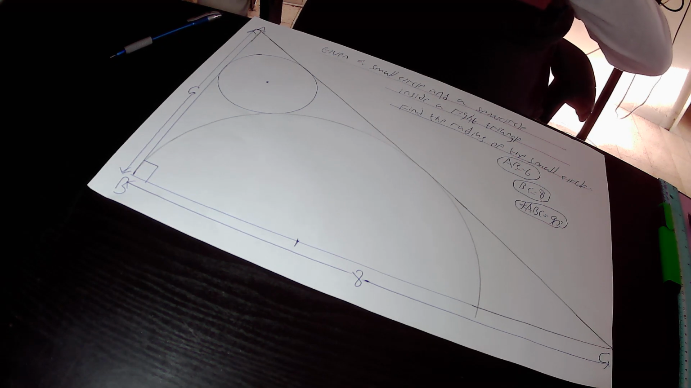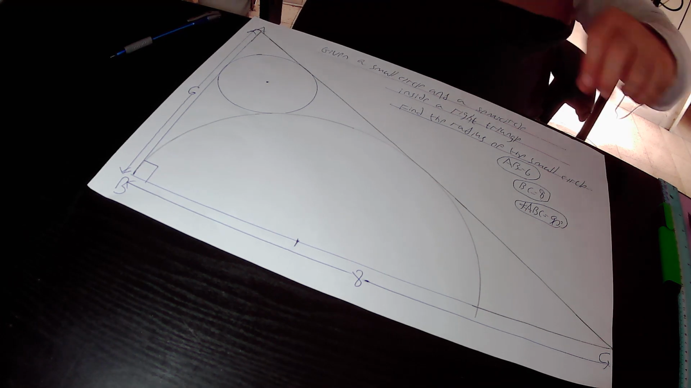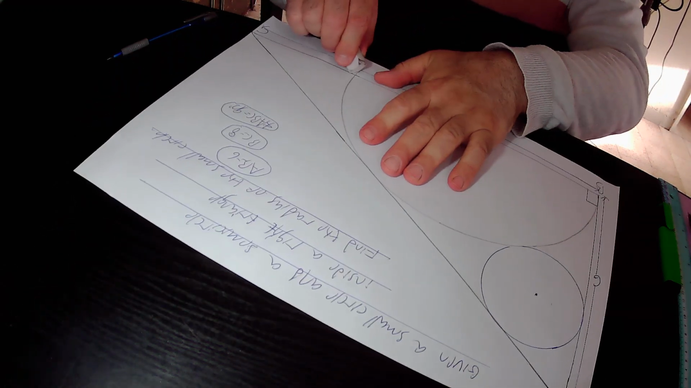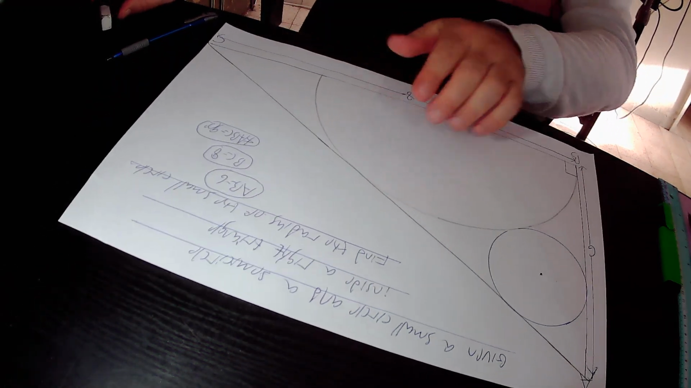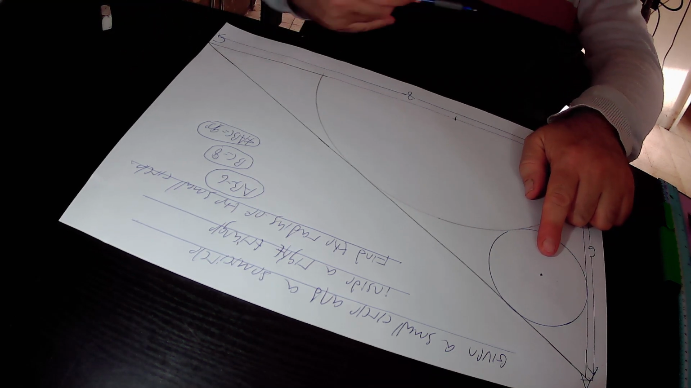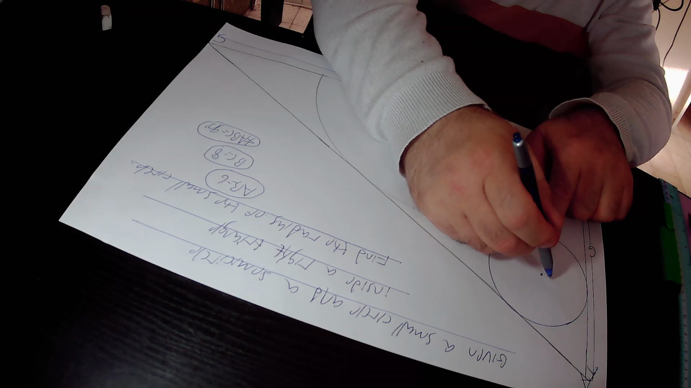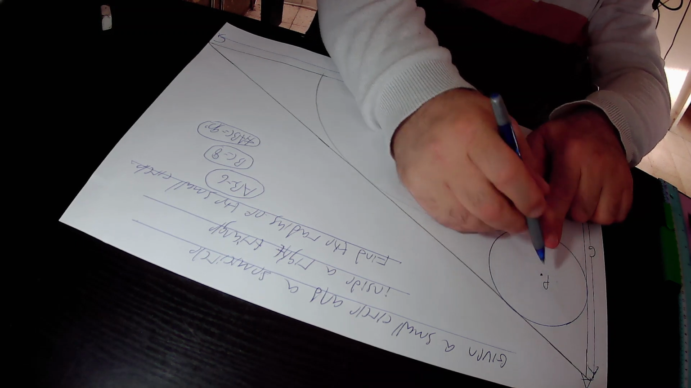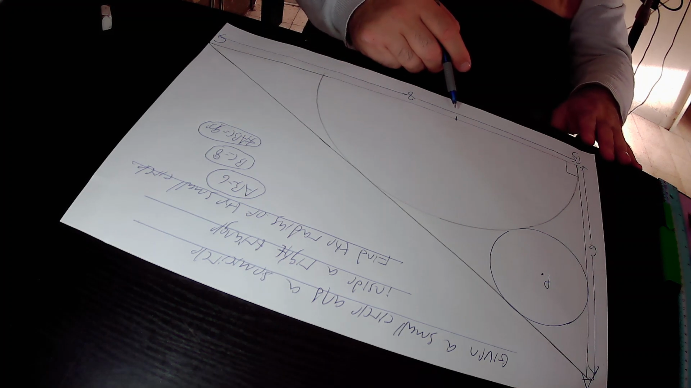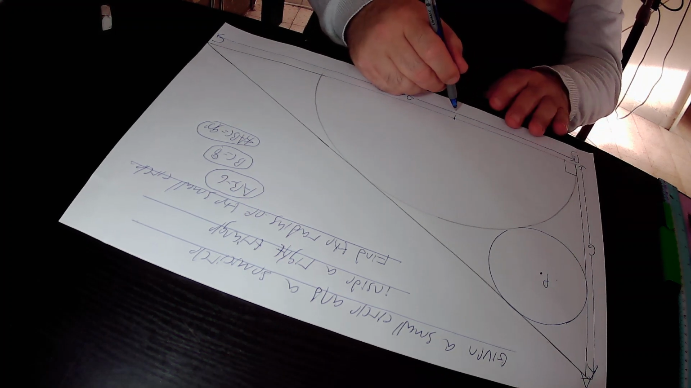So first of all we will define the relevant points to this question with letters. We will define the center of this small circle. This point is point P. We will define the center of this big semicircle. This point is point Q.